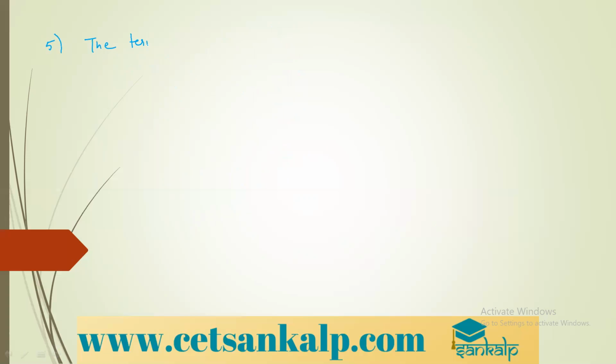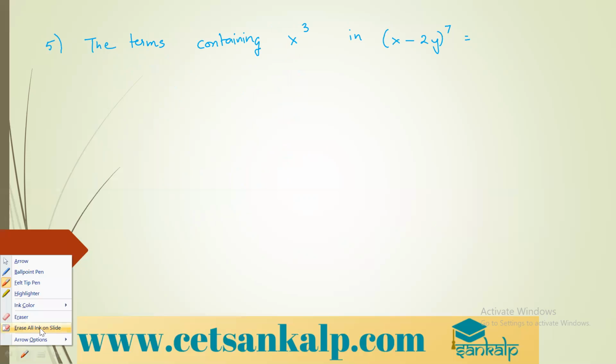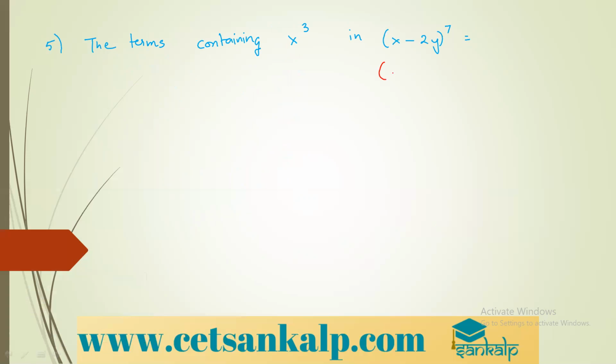The term containing x cube in the expansion of (x minus 2y) power 7. So which term has x cube? That I have to find. So again I will take the formula (x plus a) whole power n. x is x only, a is minus 2y, n is 7. I will take the general term T(r plus 1) equals nCr, x power n minus r, a power r.